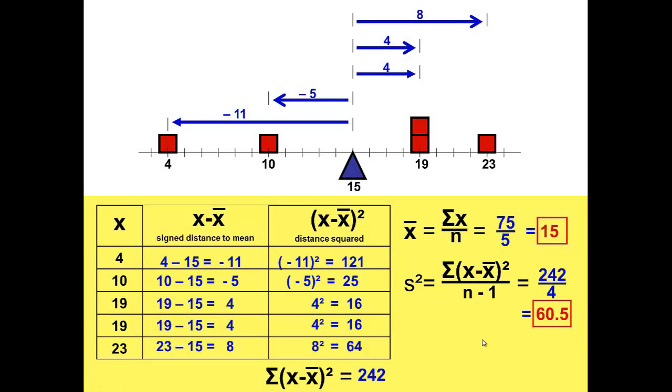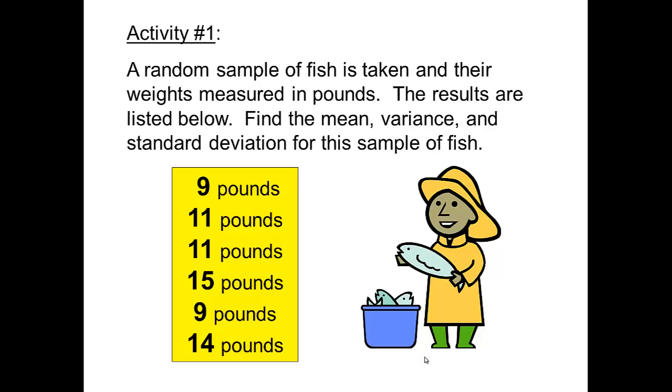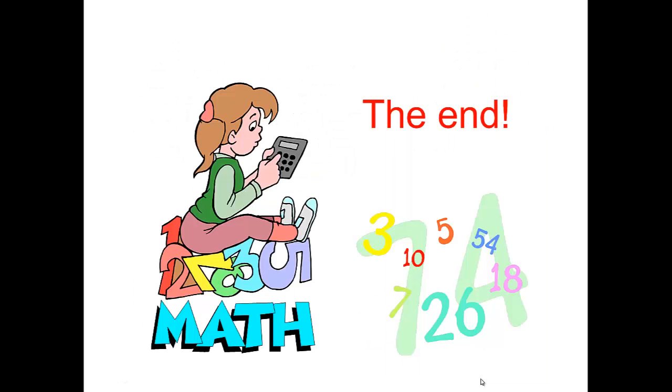To find the sample standard deviation, we take the square root of the variance. And again, notice how the notation matches this concept because the square root of s squared is s. The square root of 60.5 again is 7.7782. And the sample variance is 60.5 and the sample standard deviation is 7.7782. And I'm concluding this video with 2 activities that you can pause and do on your own. Thank you for watching.